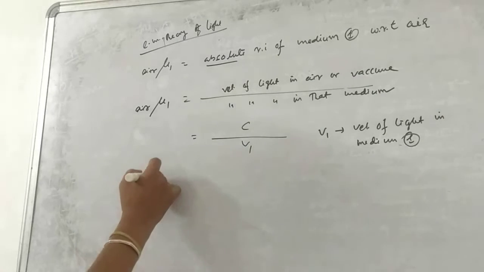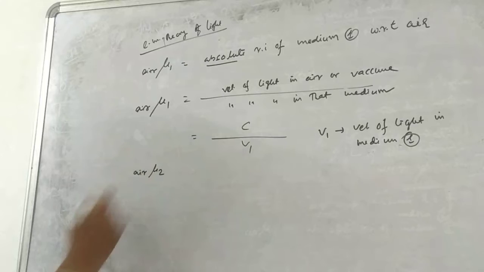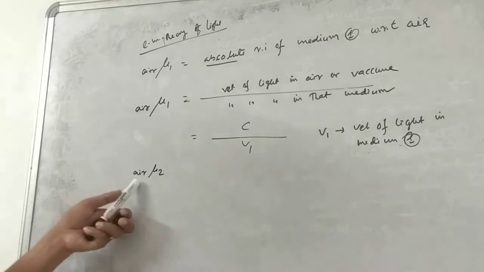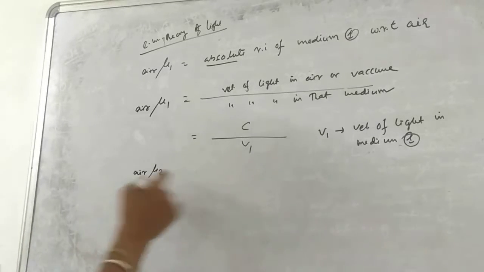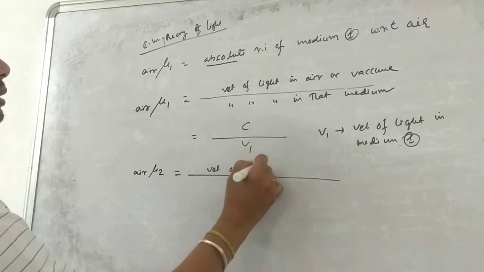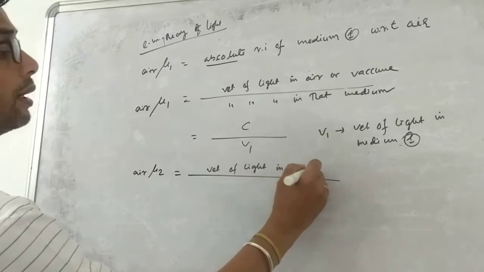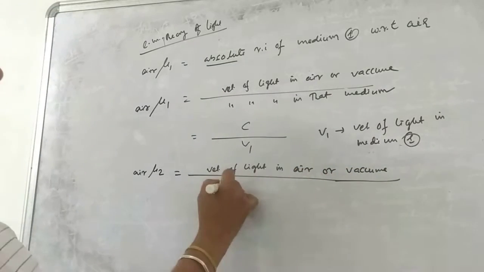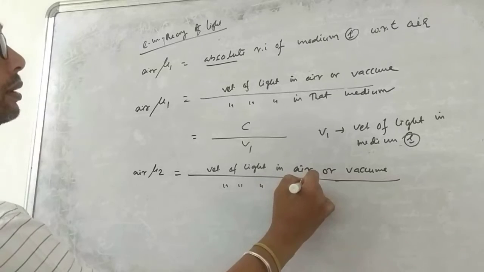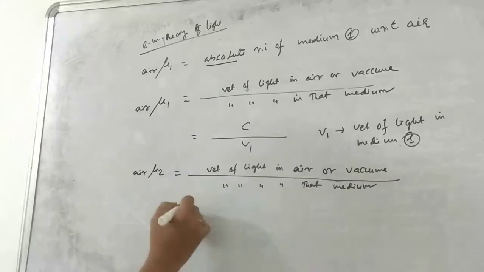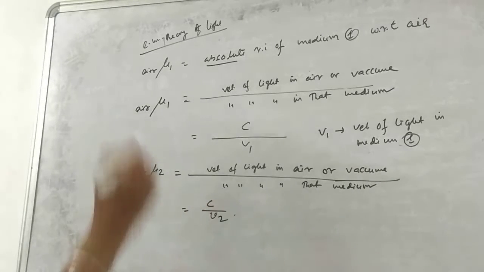Similarly, the definition of the absolute refractive index of medium 2, that means with respect to air, is nothing but the velocity of light in air or vacuum divided by the velocity of light in that medium, that is c by v2.